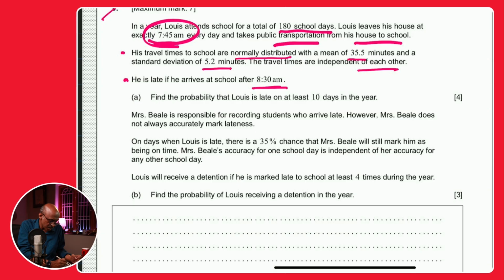So find the probability that Louis is late on at least 10 days in the year. So it's great. Right at the first part, they have kind of combined the two ideas. They've said something is normal distribution, but it looks like part A, you got to use something to do with binomial. So watch very carefully how I'm writing down, okay?